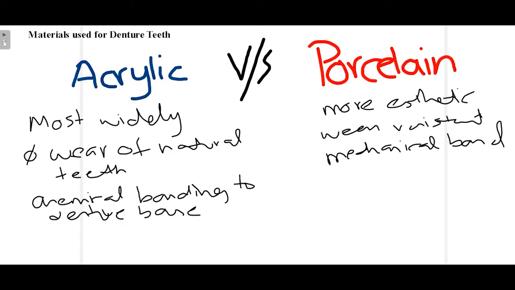Now talking about the materials that are used to make denture teeth, the two most commonly used materials are acrylic and porcelain. Firstly, acrylic is the most widely used, and when acrylic is placed in the oral cavity, it does not cause any wear of the natural teeth present in the opposing dentition, and it also binds chemically to the denture base to which it is inserted. Indications for acrylic teeth are when the opposing dentition has gold crowns or natural teeth present. Advantages of acrylic teeth are that they are inexpensive, easily available, absorb a significant amount of stress, and don't make any sound when they impact with the opposing teeth.